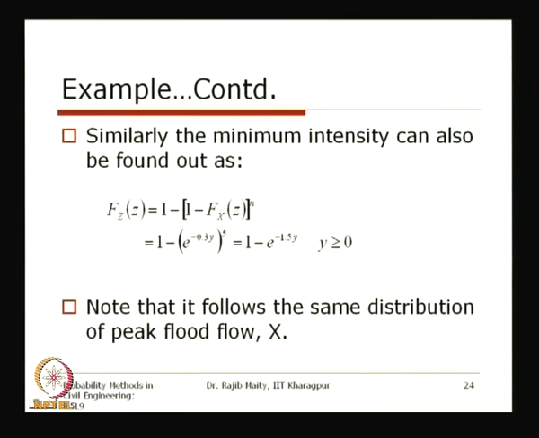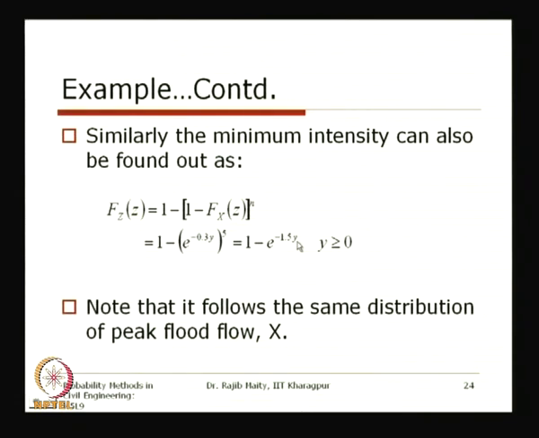Now, if we also want to know the minimum of this peak flow, then we can refer to the expression F_Z(z) = 1 minus (1 minus F)^n. We have discussed this expression earlier. This then gives 1 minus (e^(-0.3y))^5, which can also be expressed as 1 minus e^(-1.5y).